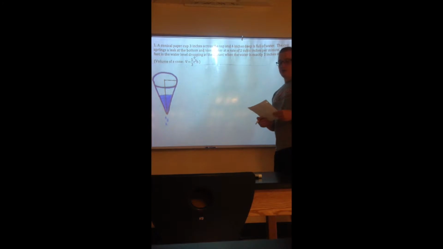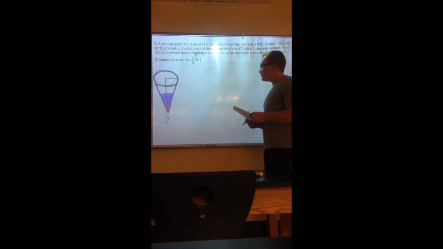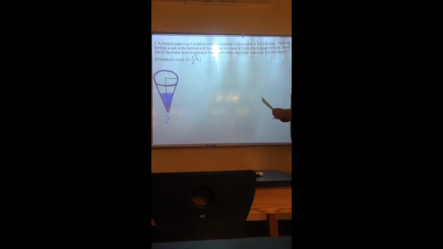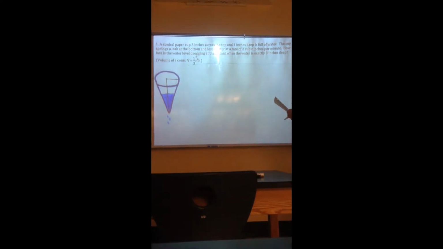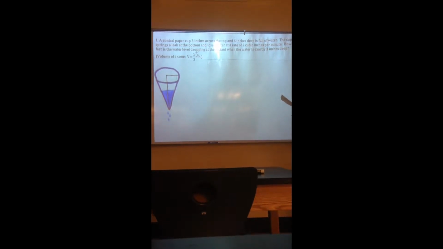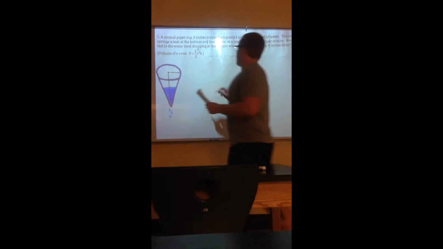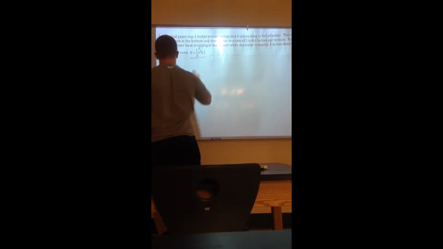So today we're going to do optimization and related rates problems, and I'm going to start out with the related rates problem. A conical cup 3 inches across the top and 4 inches deep is full of water. The cup springs a leak at the bottom and loses water at a rate of 2 cubic inches per minute. How fast is the water level dropping at the instant when the water is exactly 3 inches deep? They give us the volume equation right here, which is helpful.